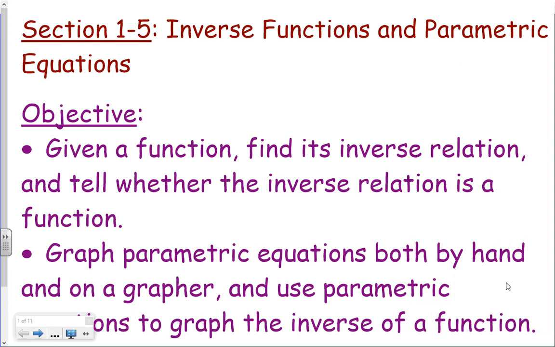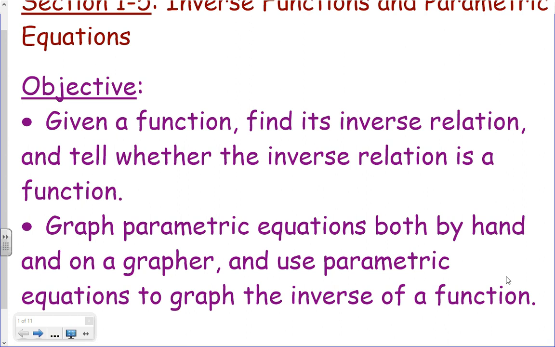All right, open up your book to section 1-5. This is on page 35 in your book. And the title of this section is Inverse Functions and Parametric Equations. The objective is, given a function, find its inverse relation and tell whether the inverse relation is a function.